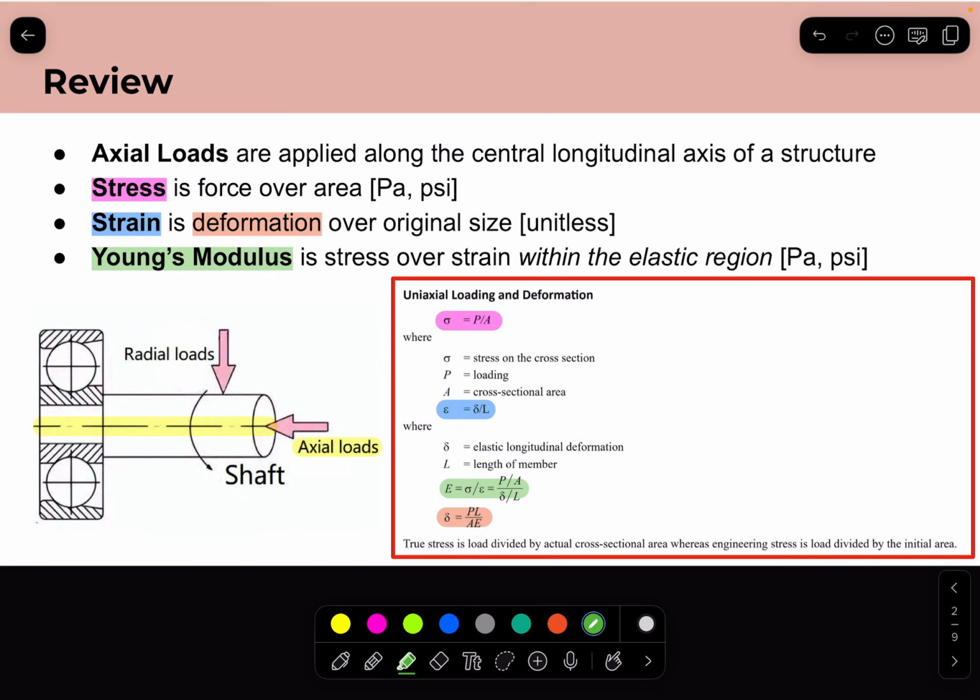I'd also like to highlight that there is a difference between true stress and engineering stress, where true stress is going to be the force over the actual cross-sectional area, whereas engineering stress is going to be force or load divided by the initial area of the specimen.